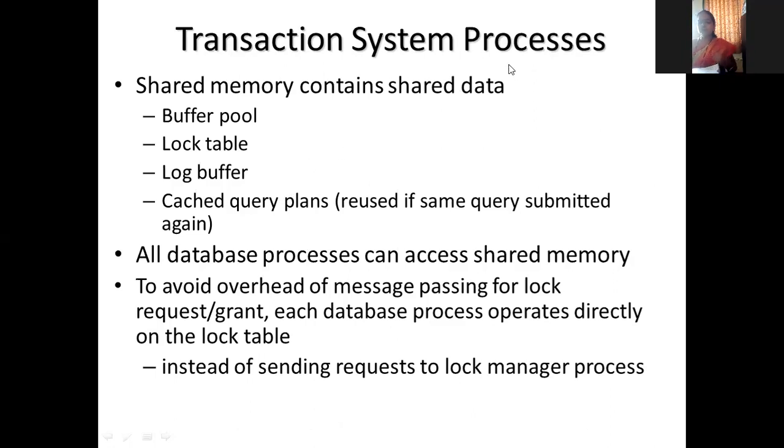So what is meant by that? Buffer pool. So this is about the server side process. All these processes are connected to the shared memory, and shared memory consists of buffer pool, log table, log buffer, and cached query plan. So what is meant by log buffer? Buffer pool and log buffer. Buffer pool consists of all those things.